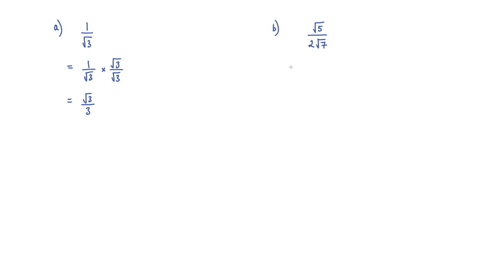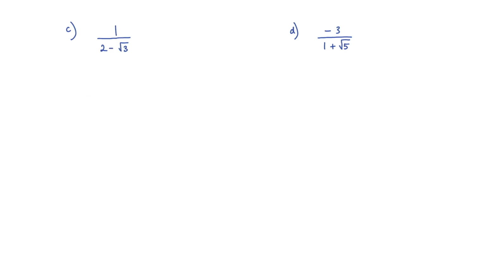On to B, and a similar approach here. We've got the root 5 over 2 root 7. And what I need to multiply this by is root 7 over root 7. Now the root 5 multiplied by the root 7, that is root 35. And the root 7 times the root 7 in the denominator will just give me 7, and 2 multiplied by 7 is 14.